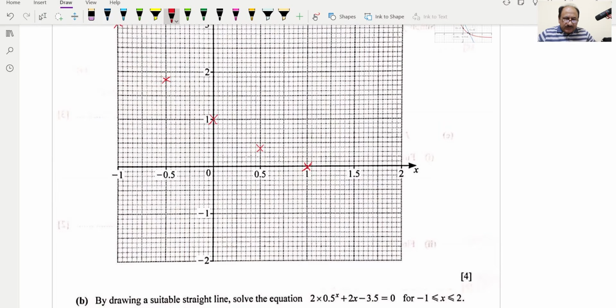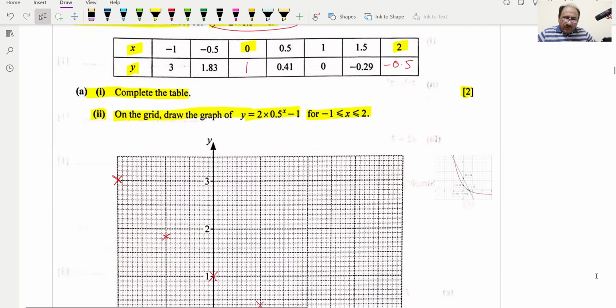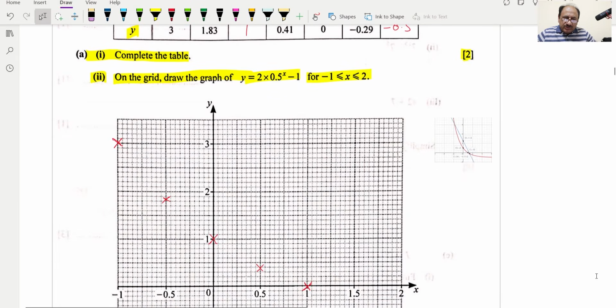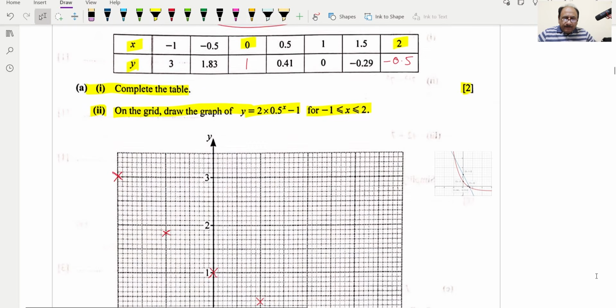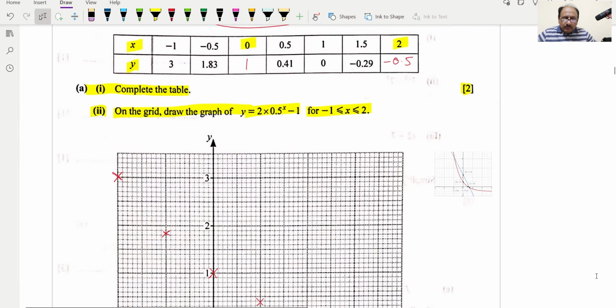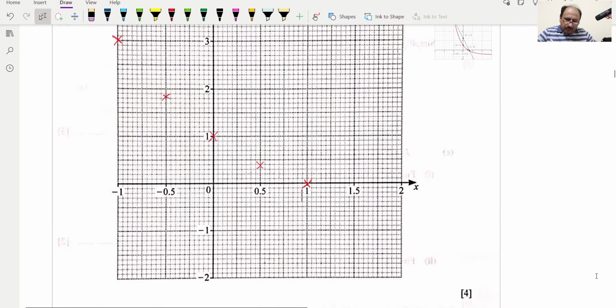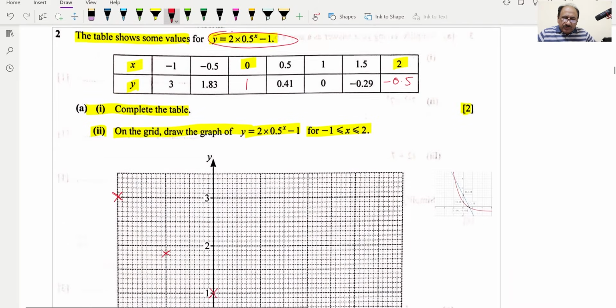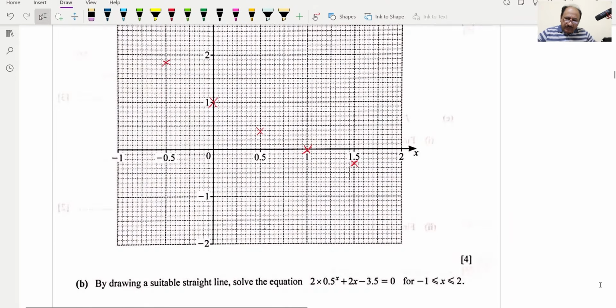Then 1 and 0 is on the x-axis, and then 1.5 and minus 0.29, we can take minus 0.3. So 1.5 and minus 0.3 is around here, and the next will be 2 and minus 0.5. So this one. So we have indicated all the points.